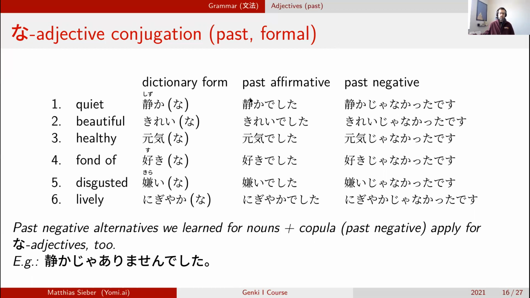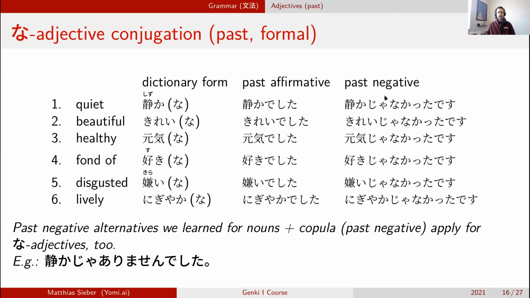So for the past affirmative, we have our dictionary form without the na and attach deshita, right? So shizuka na becomes shizuka deshita. Beautiful, kirei na becomes kirei deshita. Was healthy, genki deshita. Was fond of, suki deshita. Hated or was disgusted of, kirai deshita. Was lively, as in a town was lively, nigiyaka deshita.